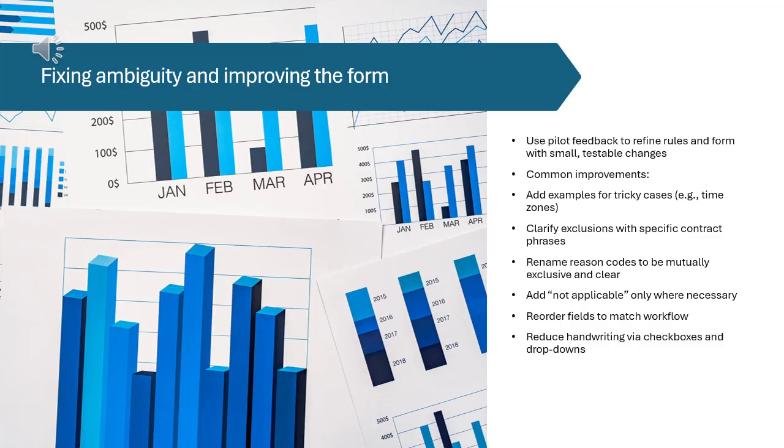Use pilot feedback to refine the form and rules. Make changes small and test again. Improvements often include these. Add examples for tricky cases such as time zone deliveries. Clarify exclusions with specific phrases from contracts. Rename reason codes to be mutually exclusive and clear. Add a not applicable option only where necessary. Reorder fields to match the workflow. Reduce handwriting by adding checkboxes and drop-downs.